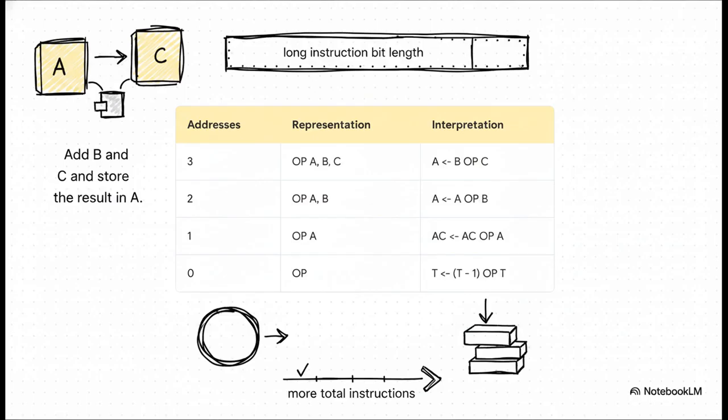Even simpler is 1 address, which relies on a default hidden register. And amazingly, you can even have 0 address instructions. This operates entirely on a stack structure. Basically, fewer addresses means simpler, shorter instructions, but it also means your program is going to need a lot more total instructions to get the job done.